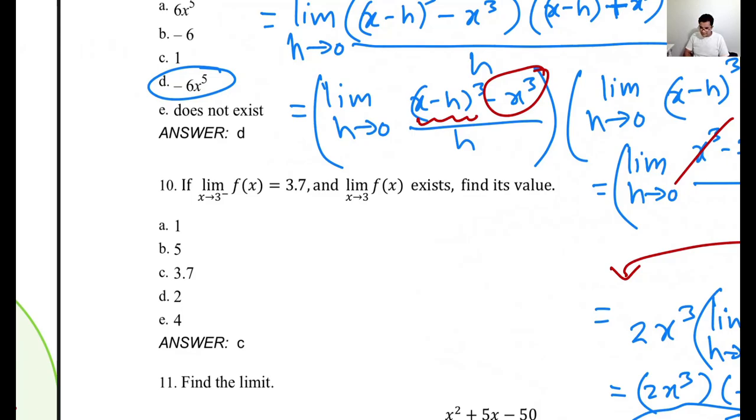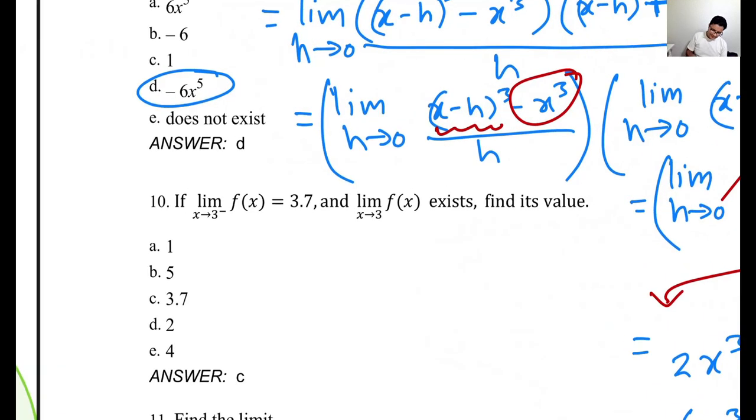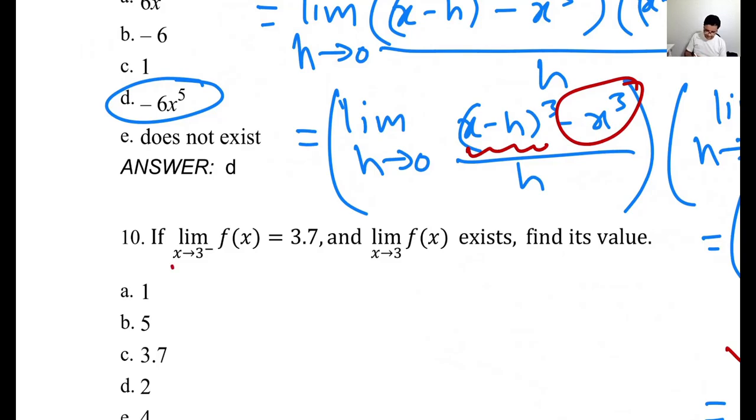Moving on. All right. Next question, luckily, is simple. It says the left limit is 3.7, as x approaches 3 from the left. And you are given the information that the limit of the function exists. What is its value? I'm sure you are able to answer immediately. It's the same. If the limit exists, it's the same as the left limit and the right limit.